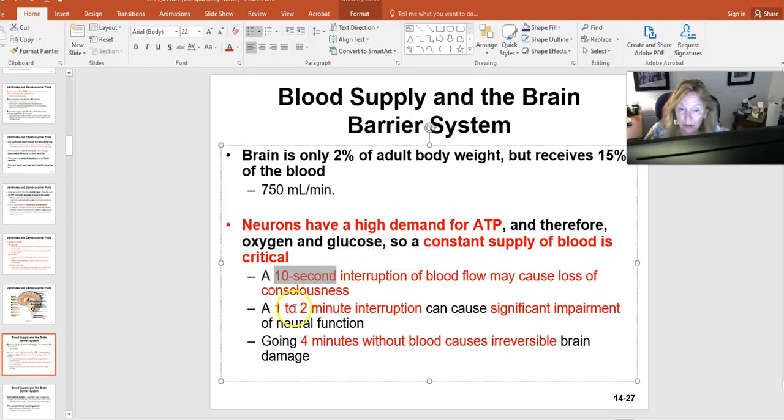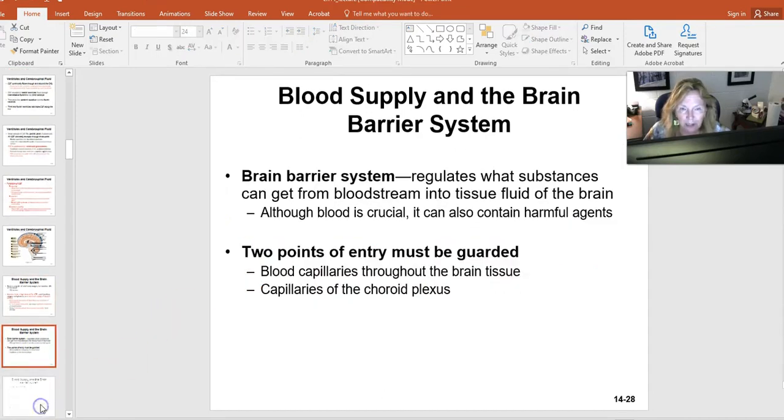A 1 to 2 minute interruption could have significant impairment, and then anything much over that, close to 4 minutes, means it's going to be irreversible damage and/or leading to death. So the neurons have a really high demand for ATP. A constant blood supply is going to be vital.